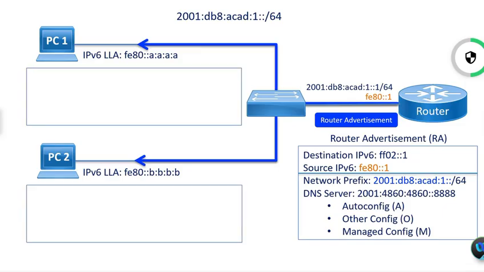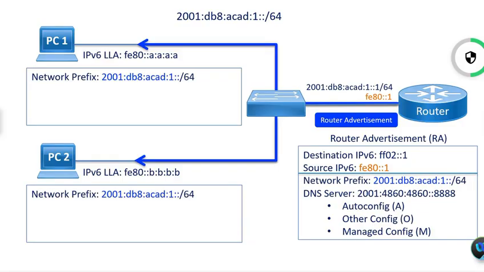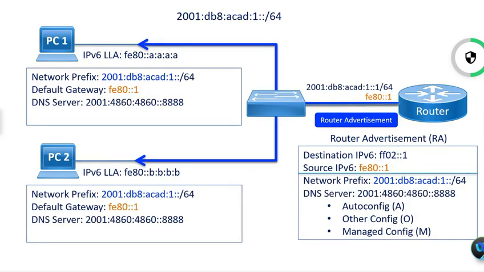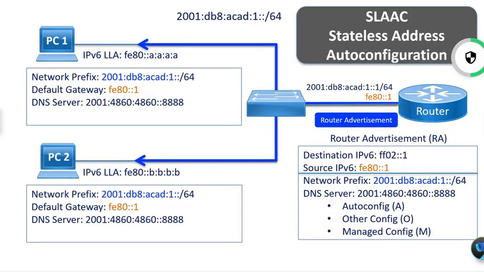Both PC1 and PC2 have received the RA message. The network prefix and prefix length indicate their network address. The source IPv6 address gives the devices their default gateway address. The address of one or more DNS servers is typically included in the RA message. And in this example, the RA message only has the A flag enabled. This means that our devices will use SLAAC, stateless address autoconfiguration, for their IPv6 global unicast addresses.